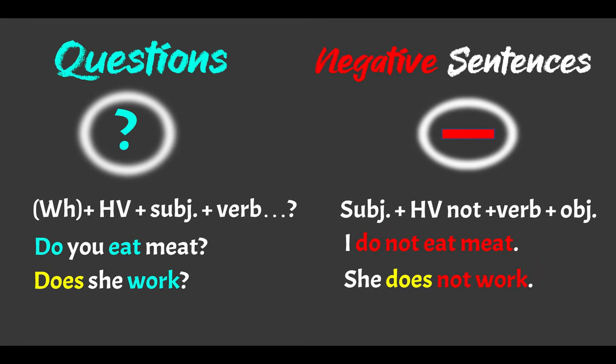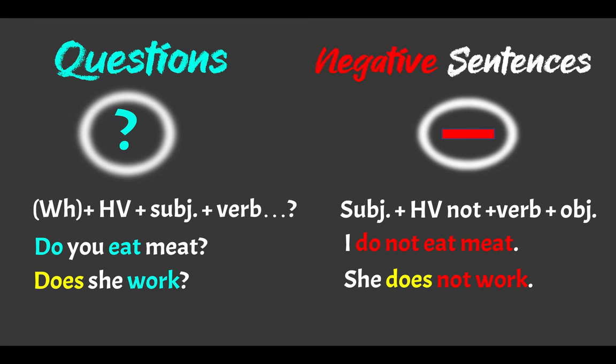For example, do you eat meat? For the third person singular it would be, does she work? So does she work? Not do she work, okay? Does she work?